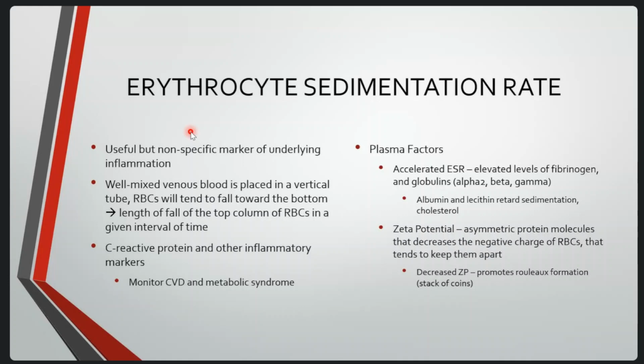We also have plasma factors that can affect our ESR results. Elevated levels of fibrinogen and globulins like alpha 2, beta, and gamma globulins can increase or accelerate our ESR. However, albumin and lecithin can decrease the ESR. It's also important to take note of the zeta potential. Asymmetric protein molecules decrease the negative charge of the red blood cells that tends to keep them apart, so a decrease in the zeta potential will promote rouleaux formation, the stacking of coins appearance of our RBCs.